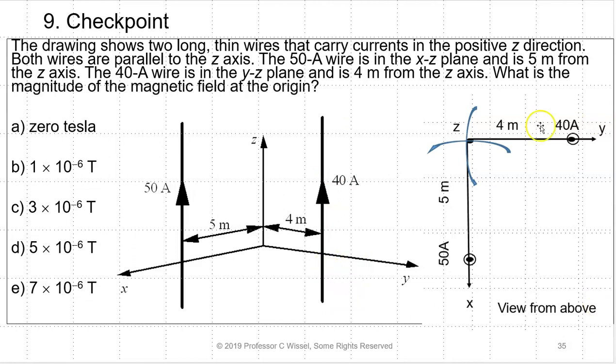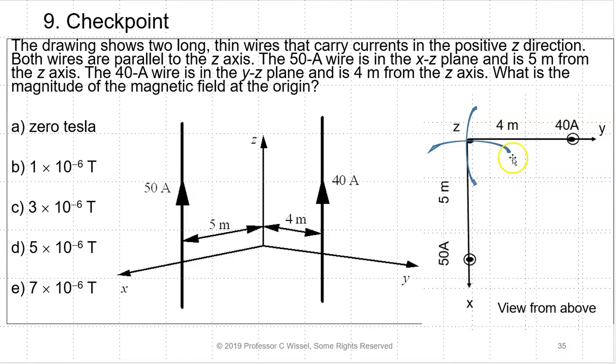Well, the first thing I did was orient this to look down on it from above. So I'm looking down on the Z-axis, and the 40-amp wire's current is coming up toward me, and it's 4 meters away. I take my thumb, point it at me, out of the page, and my fingers curl this way. So they are going down the x-axis in the direction of positive x. Similarly, this current is coming at me out of the page, and my thumb is coming at me out of the page.